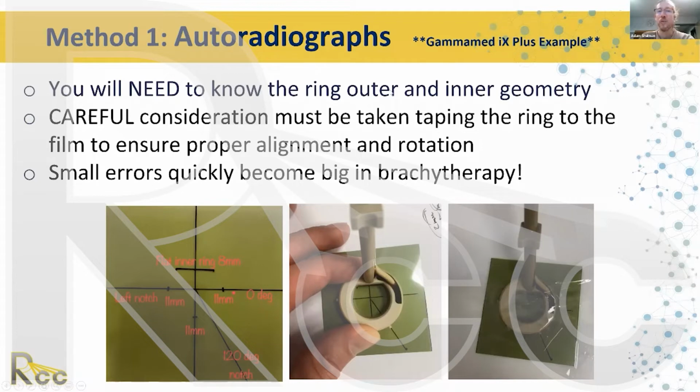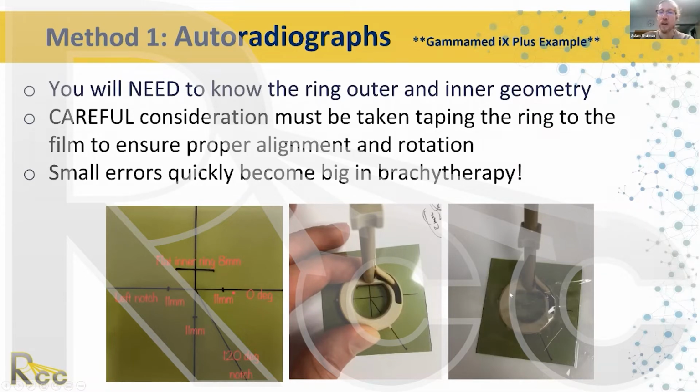So you will need to know the ring outer and inner geometry. So one method is like this, where I've actually drawn, based on vendor manuals and on my actual ring, exactly where things are. So I know, for example, this angle between this little notch and this little notch, I know this distance, and I can center it perfectly and then tape it down.